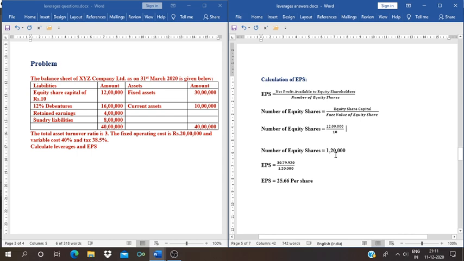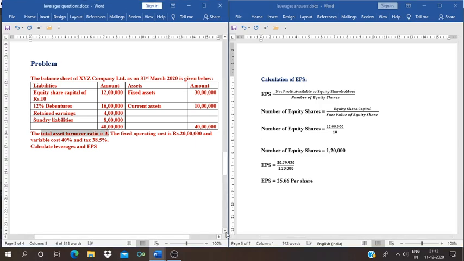is the number of equity shares. Then here, net profit available to equity shareholders we have calculated in the statement of profit, that is 30 lakh 79,920, and the number of equity shares is 1 lakh 20,000. EPS is 25.66 per share.